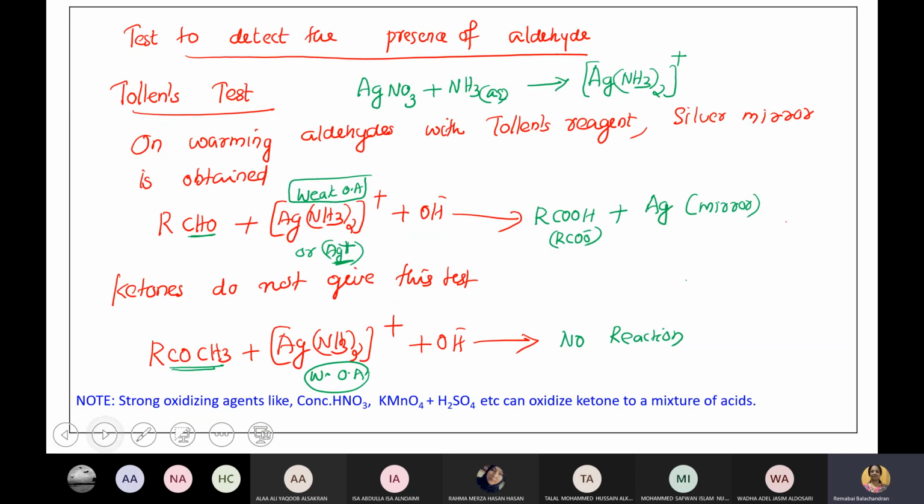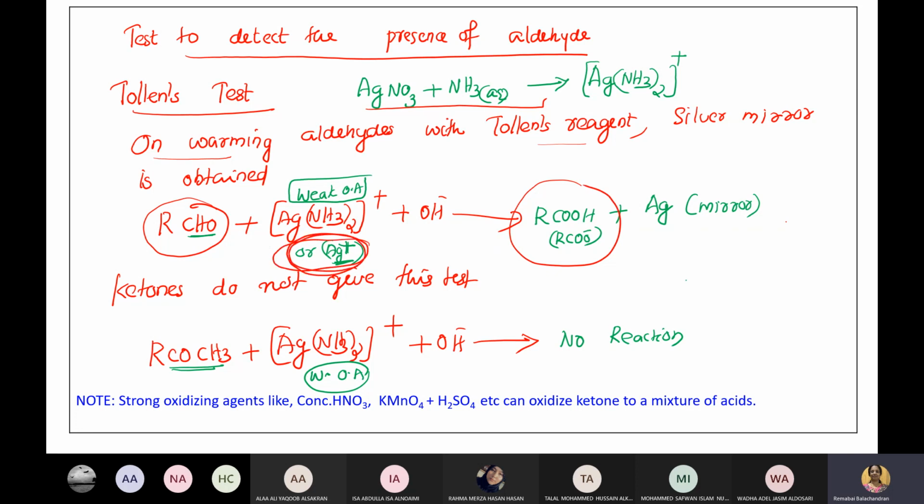Okay, so now see, I'll show you. This is the one. Using this test, you can distinguish aldehydes from ketones. Look at what is written there: Tollens test. To get Tollens reagent, I told you, treat silver nitrate with ammonia. On warming an aldehyde with Tollens reagent, a silver mirror is obtained. The aldehyde is converted to acid, and the Ag+ present in the Tollens reagent is converted to a silver mirror. You get silver deposits. Ketones do not give this test.